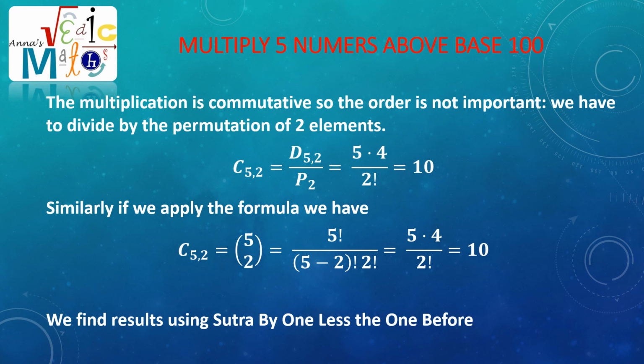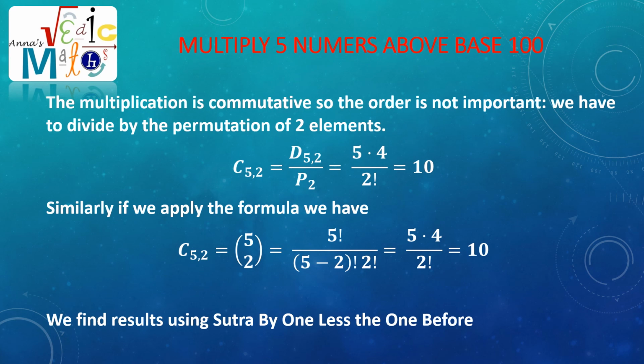Because the multiplication is commutative, the order is not important. So we have to divide the disposition by the permutation of 2 elements. The combination of 5 elements taken 2 at a time is equal to the disposition of 5 elements taken 2 at a time divided by the permutation of 2 elements. So 5 by 4 divided by 2 factorial equal 10.